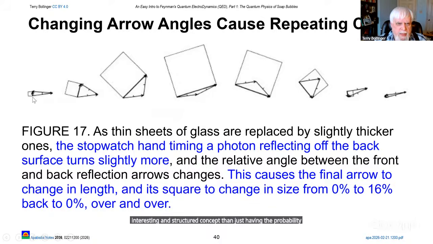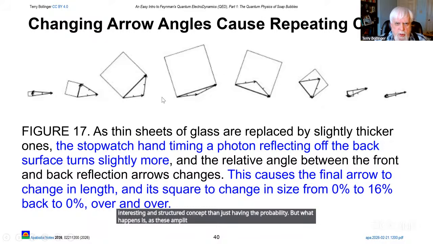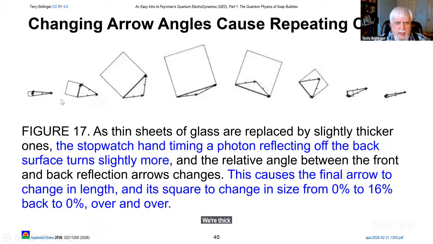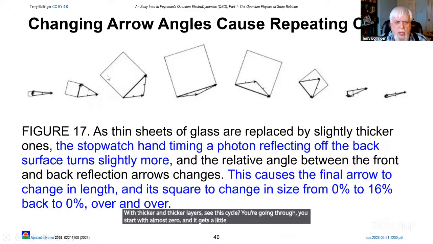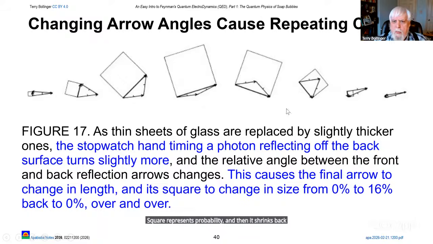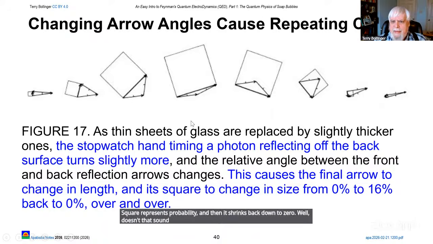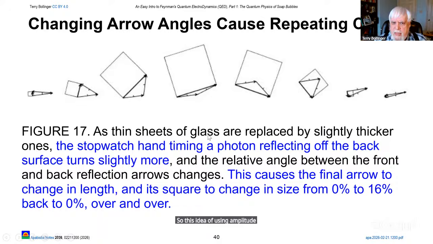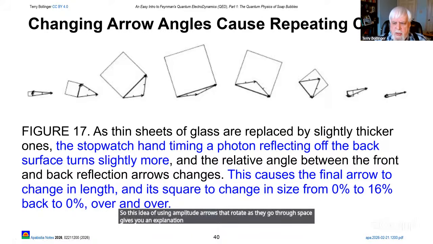But what happens is as these amplitudes diverge with thicker and thicker layers, see this cycle? You start with almost 0, then it gets a little bit larger, and again, the square represents a probability, and then it shrinks back down to 0. Well, doesn't that sound familiar? Yes, that's the 0 to 16%. So this idea of using amplitude arrows that rotate as they go through space gives you an explanation for why you were seeing those cycles, the same cycles that baffled Isaac Newton.